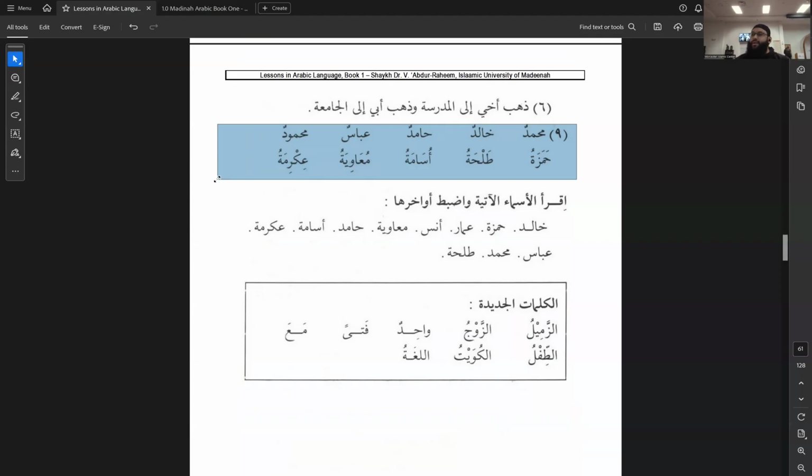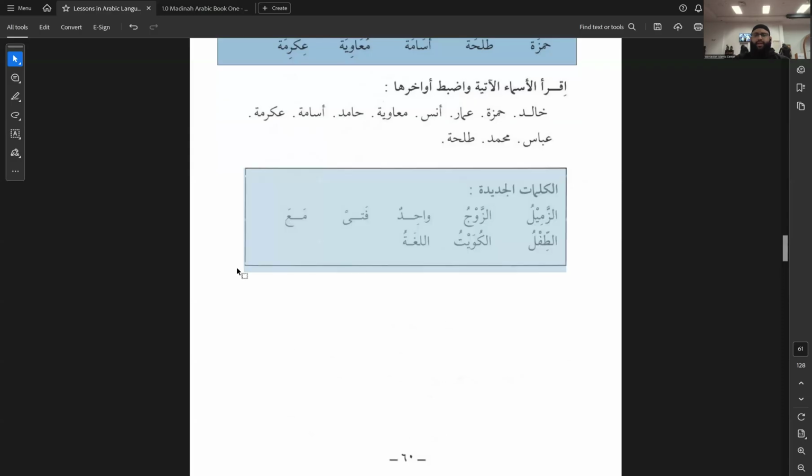This is also true for masculine names, names of guys, that end in ta marbuta. Okay? So on the top list it says Muhammadun, Khalidun, Hamidun, Abbasun, and Mahmudun. Then when you have a ta marbuta at the end, you say Hamzatu, Talhatu, Usamatu, Muawiyatu, and Ikrimatu. Make sense? Okay, so when you have any name with ta marbuta, then you don't end it with tanween.